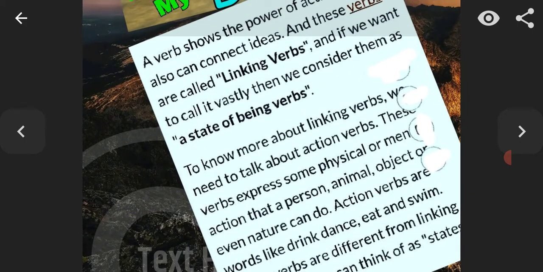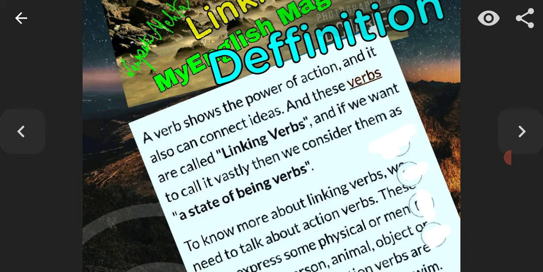A verb shows the power of action and it also can connect ideas, and these verbs are called linking verbs. A verb shows the power of action. And it also can connect ideas.